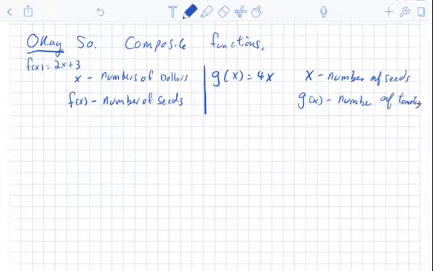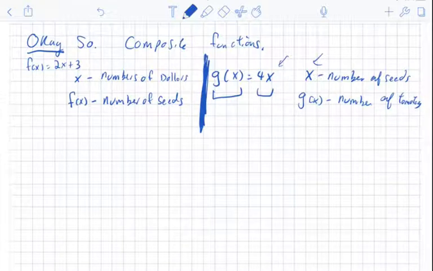Okay? So the variable x can represent a bunch of different things. In a single problem, you try not to make x represent more than one thing, right? But it doesn't matter. The function is the relationship between this and this algebraic expression in terms of that variable. The name of the variable is absolutely meaningless.